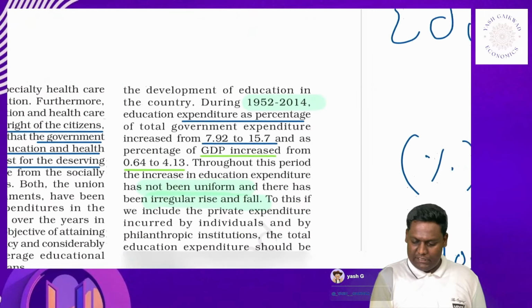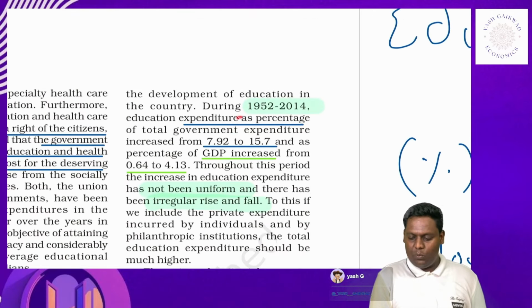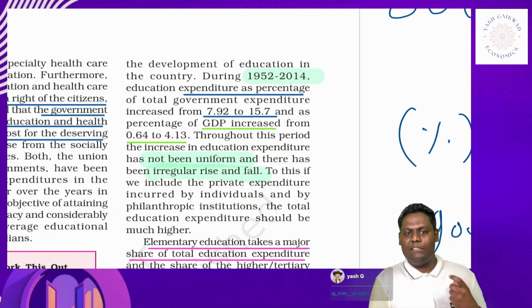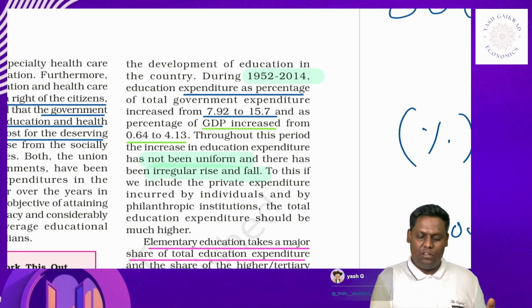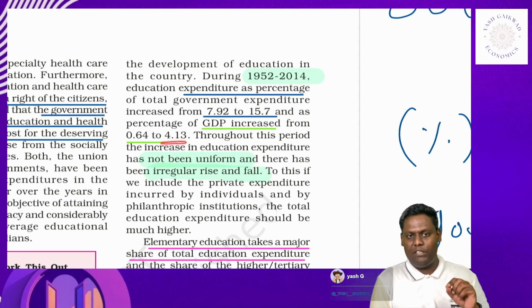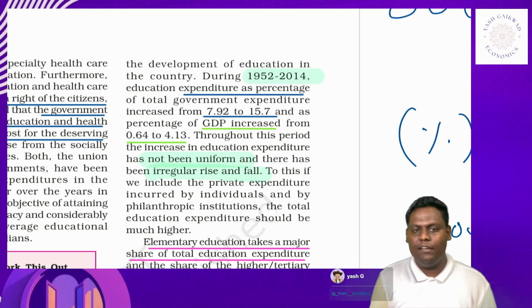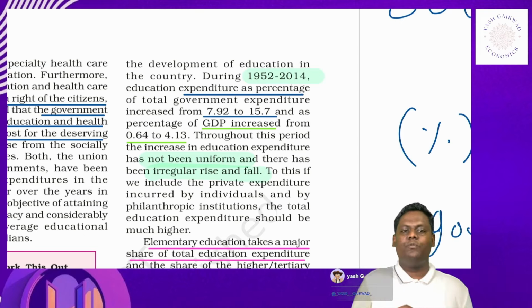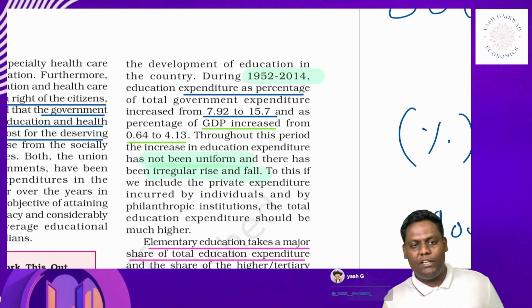Here are a few statistics. Between 1952 and 2004, the expenditure on education as a percentage of the government's expenditure has grown from 7.29% to 15.7%. However, as a percentage of GDP, it has increased from 0.6% to 4.13%.